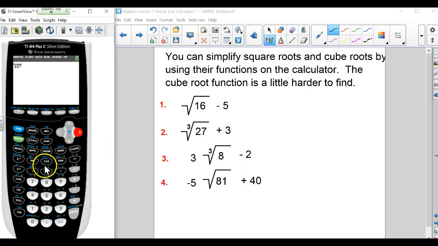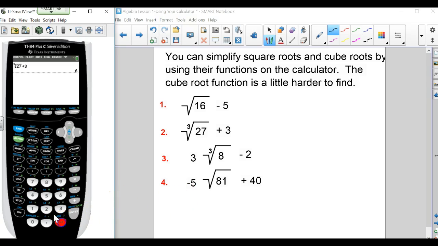So there we have the cube root of 27. To finish this problem, it was a cube root of 27 plus 3. We'll hit enter, and the final answer is going to be 6. I'll move down to number 4 now and work that one out for you.